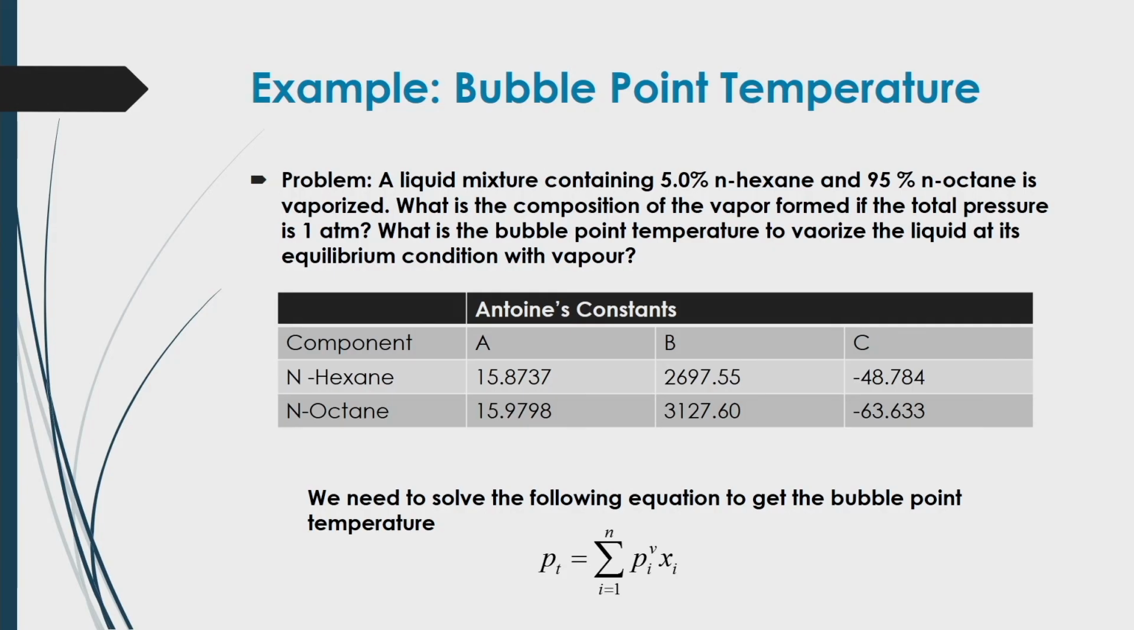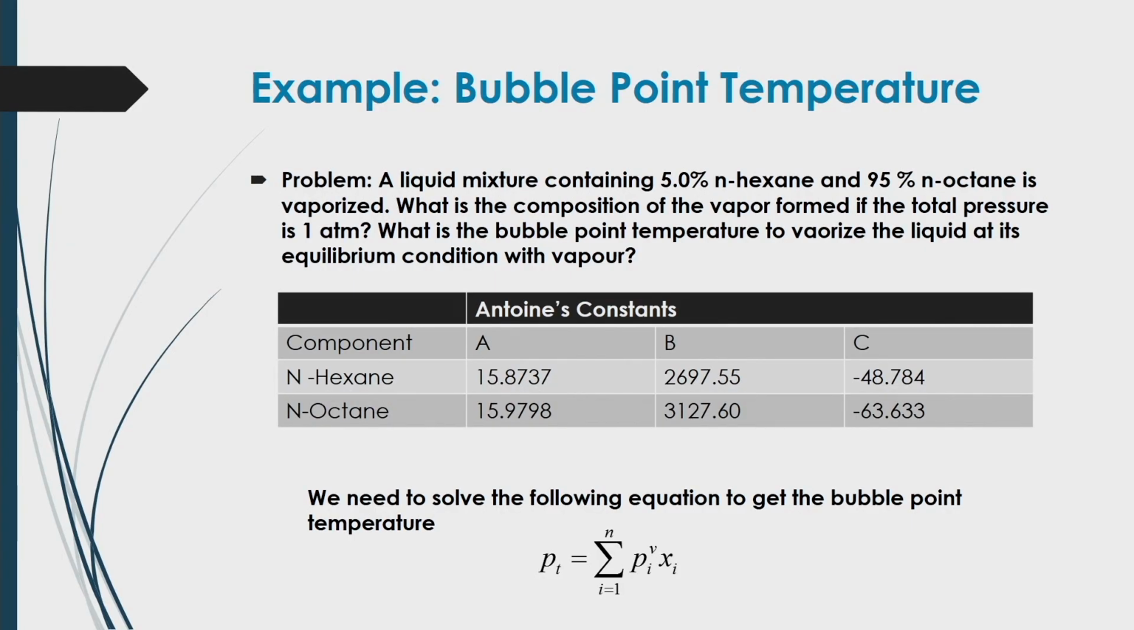Suppose a liquid mixture containing 5% normal hexane and 95% normal octane is to be vaporized in a flash vaporizer. You have to find out the composition of the vapor formed if the total pressure is 1 atmosphere, and the bubble point temperature to vaporize that liquid at its equilibrium condition with the vapor.